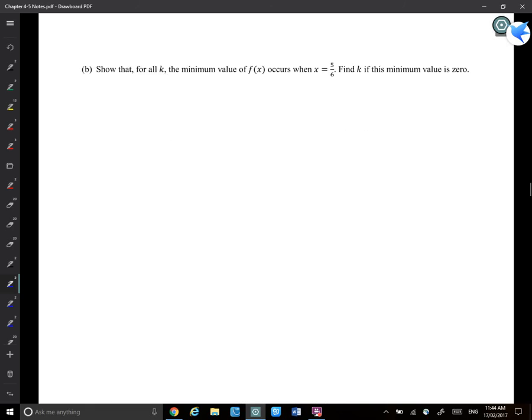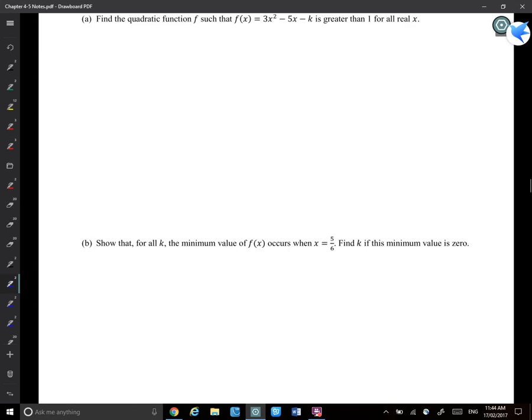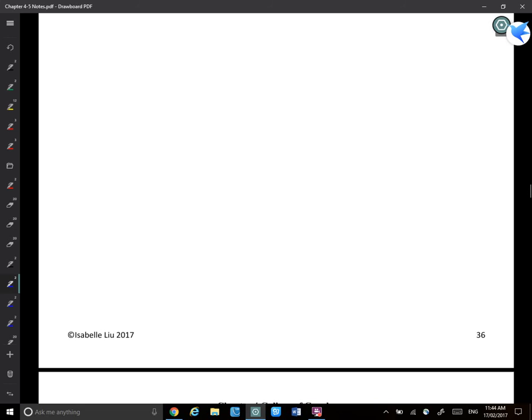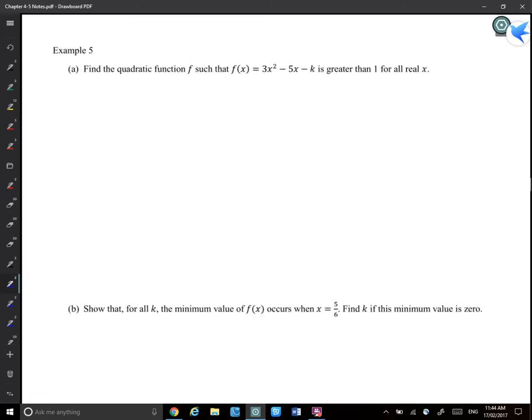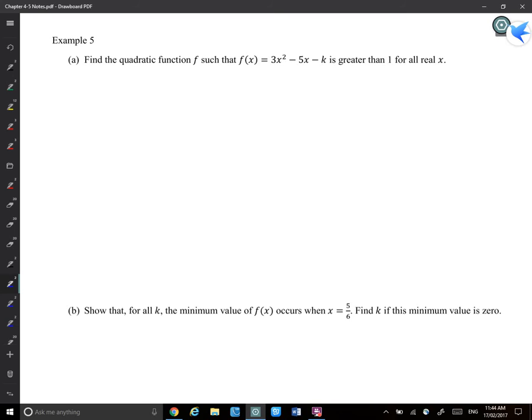Okay, next page, please. We have one question, and this is a pretty good one. It's an exercise from your book, so I'll go through this with you. Example 5: find the quadratic function f such that f(x) is greater than 1 for all real numbers x. How can we show that all the y values will be greater than a particular value for a quadratic?